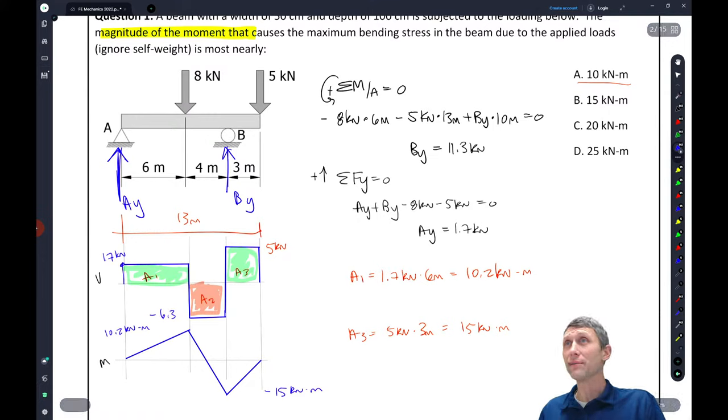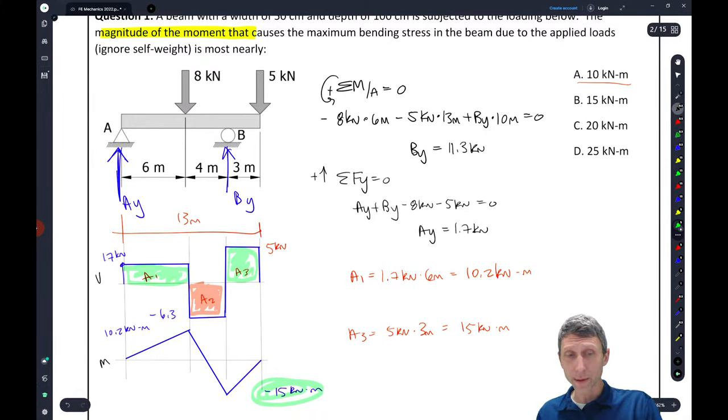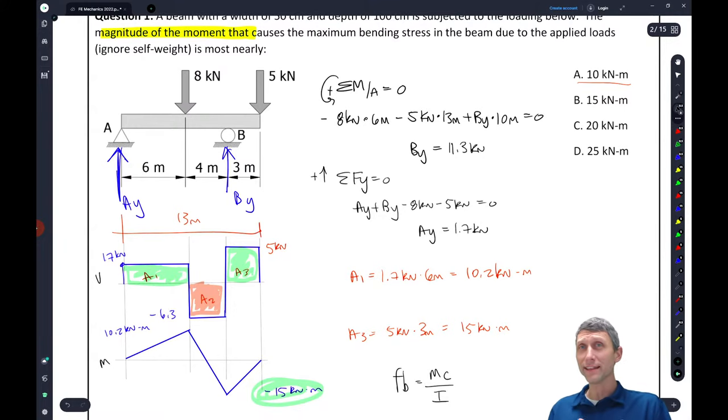And really, the biggest moment that we have to worry about is going to be our 15 kilonewton meters. That's going to be the one that's going to cause the biggest bending stress. Do you remember the bending stress formula? The bending stress formula is F_B equals what? M C over I. We'll find that later on tonight. We'll go look at the reference handbook.